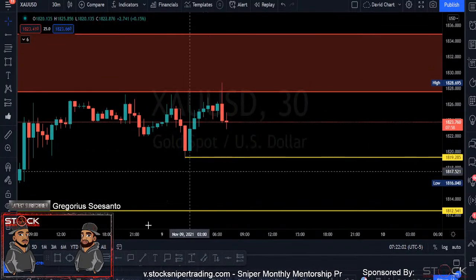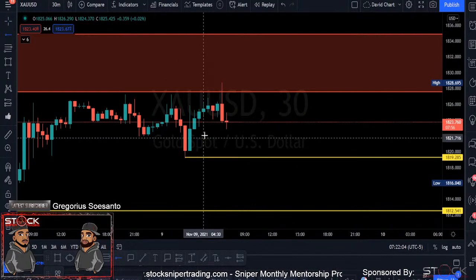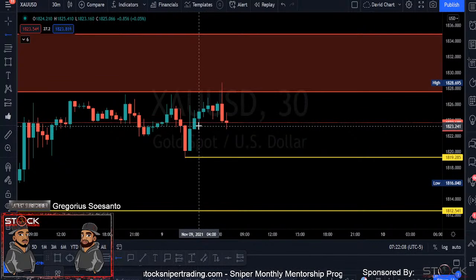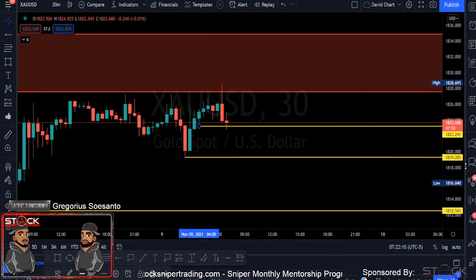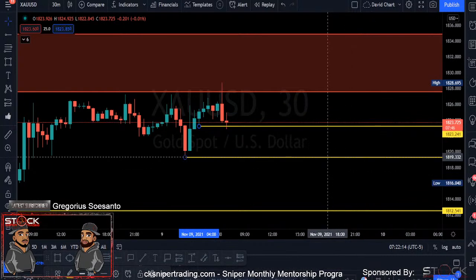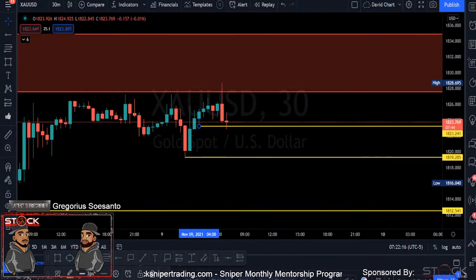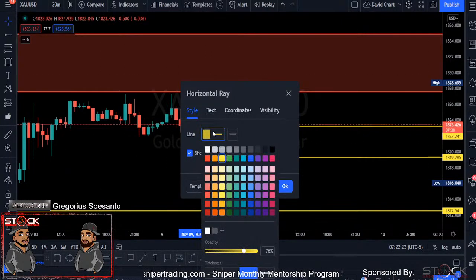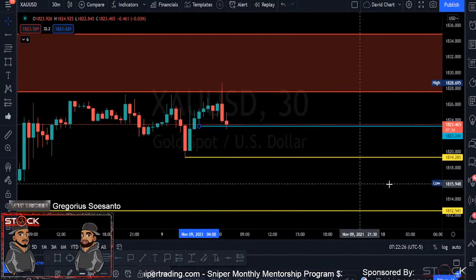Then we have some nice support there. About 7 minutes and 40 seconds on this 30-minute time frame. So we have to change this, obviously. We're going to still go baby blue. The yellow stands out a little bit more.